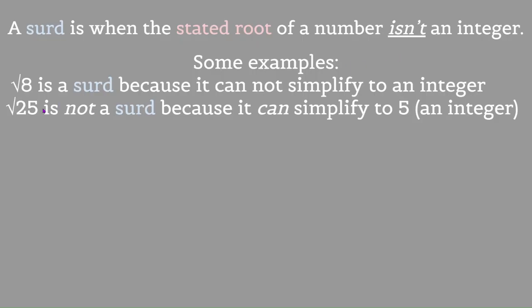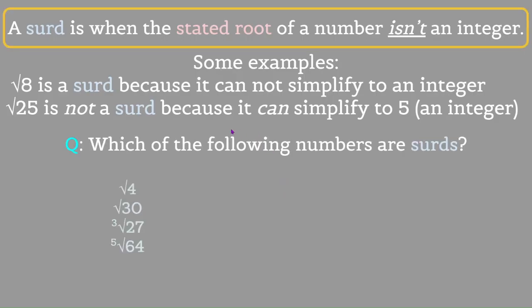So here's an example. The square root of 8 is a surd because it cannot simplify to an integer. Put this into your calculator, you will not get 1, 2, 3, 4, right? The square root of 25 is not a surd because it can simplify to an integer, which is 5. So there's actually a fairly easy way to estimate these, which is my hint.